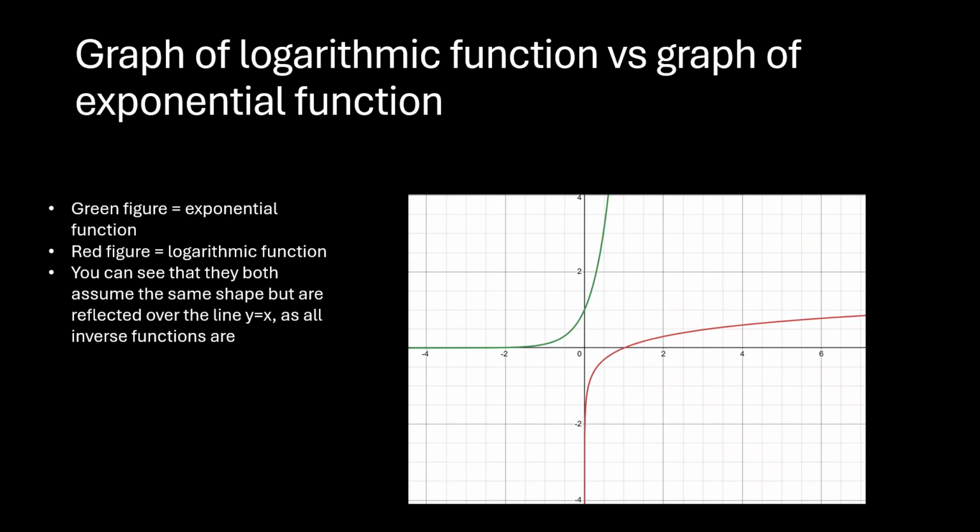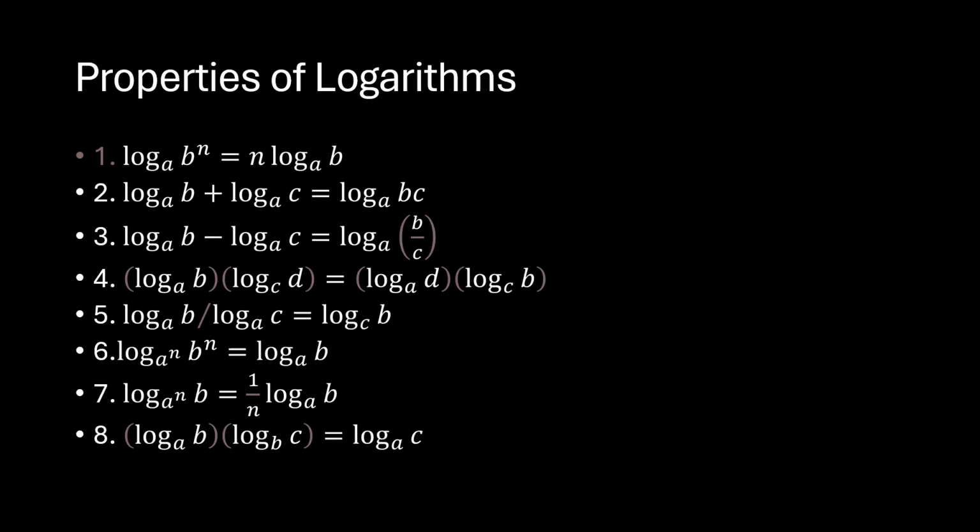Let's move on. So on the right here is a Desmos graph of both a logarithmic function and an exponential function. The green figure is the exponential function, and the red figure is the logarithmic function. And they're both the same shape, but they're reflected over the line y equals x, as all inverse functions are. So next, let's move on to properties of logarithms.